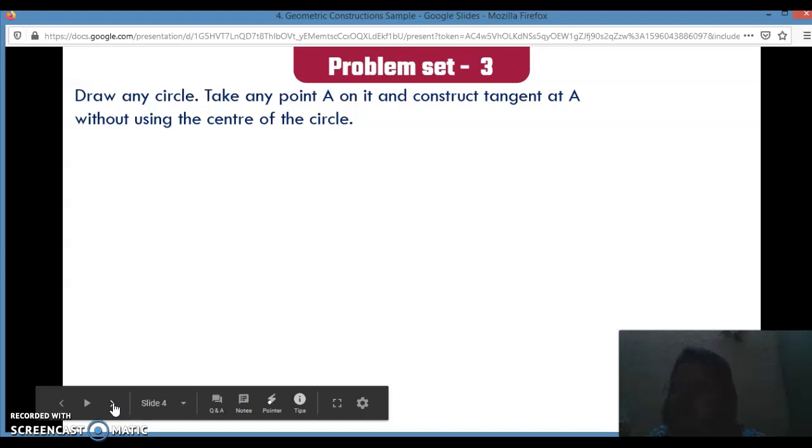So the step of construction will remain same. Only thing is that we can choose any radius to draw a circle. Rest all steps will be similar to the previous one. So let us have a look at the analytical figure first. Circle with center O, point A, tangent L.